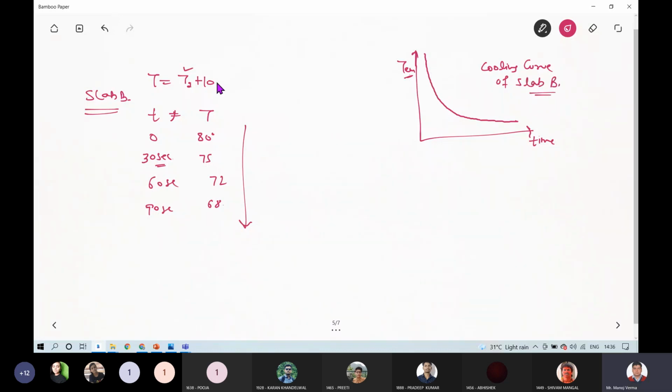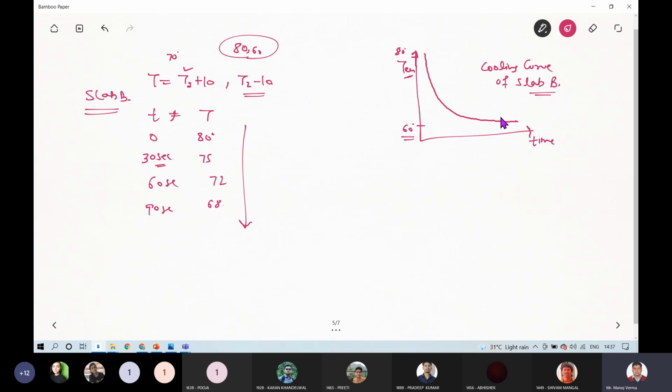And of course, as we have taken, the temperature of this slab B is 10 degrees more than the equilibrium temperature, and we will be observing up to 10 degrees less than the equilibrium temperature. So let's say the equilibrium temperature was 70 degrees, so we will be going from 80 to 60. We will be observing how much time slab B takes to go from 80 degrees to 60 degrees. So let's say this was your 80 degrees, and this was your 60 degrees.